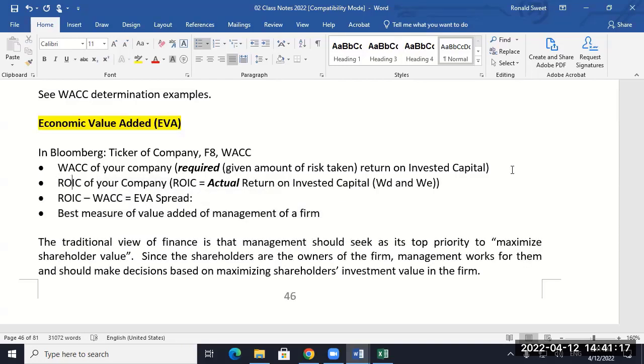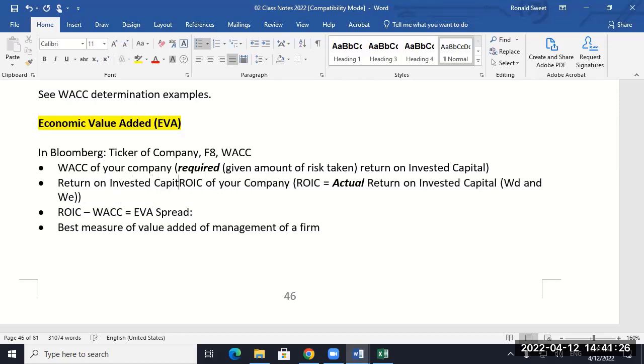Return on invested capital. I should have written this out. Return on invested capital, ROIC. That's the return you actually got. WACC is what you need to get. Return on invested capital is what you actually got. Which do you want to be higher? Would you rather have a 7% WACC and a 2% ROIC, or a 7% ROIC and a 2% WACC? Which would be better? Higher ROIC. Okay.